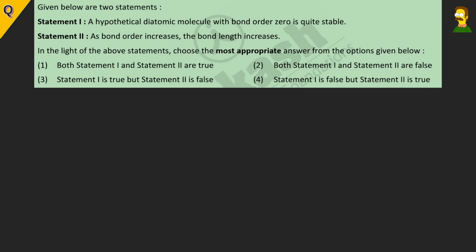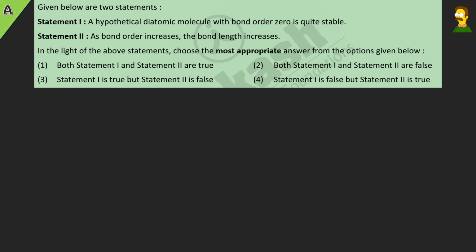Okay, given below two statements. No, this is wrong. When you have something that has zero bond order, that's not stable, right? As bond order increases, bond length decreases. What? Increases? No. Decreases. If bond order increases, then the bond becomes stronger, so the bond should become shorter. Both these statements are false. Good, a freebie. Great. Wait, don't rush. Both statement 1 and 2 are false.